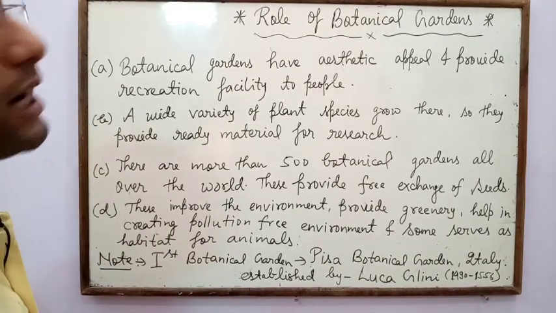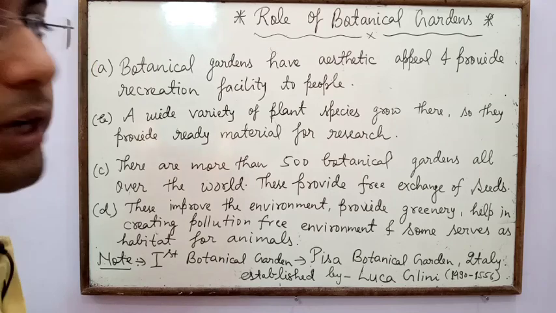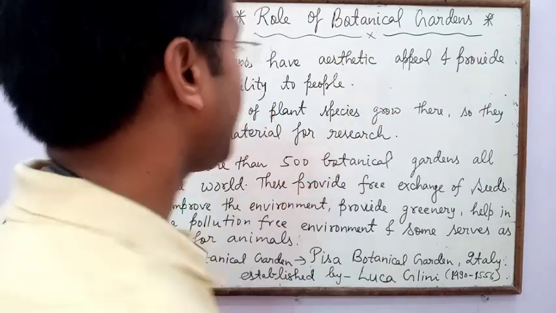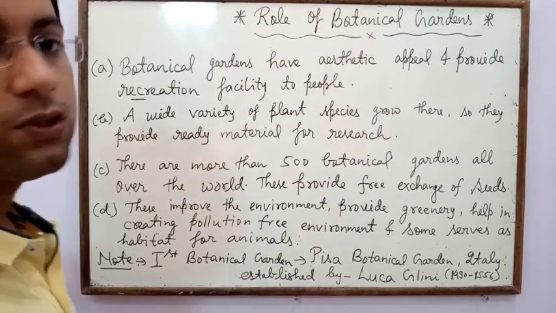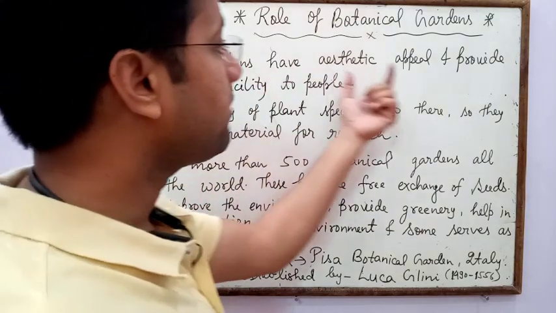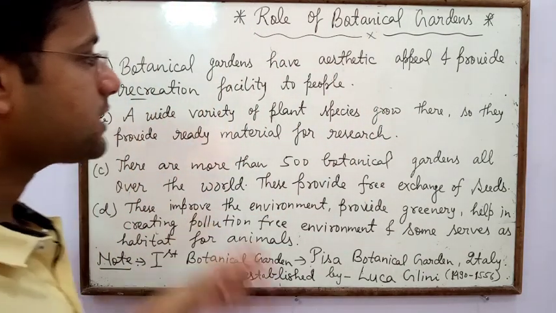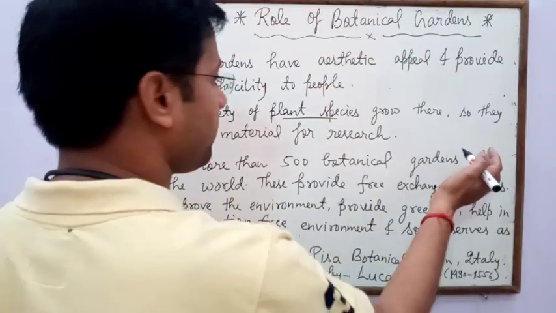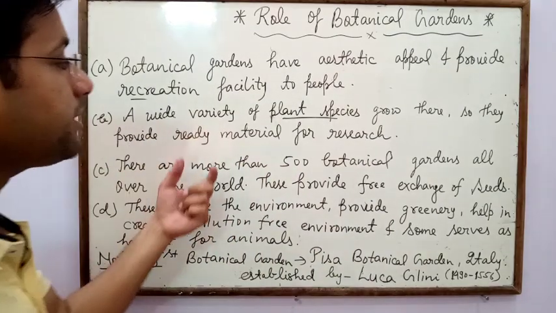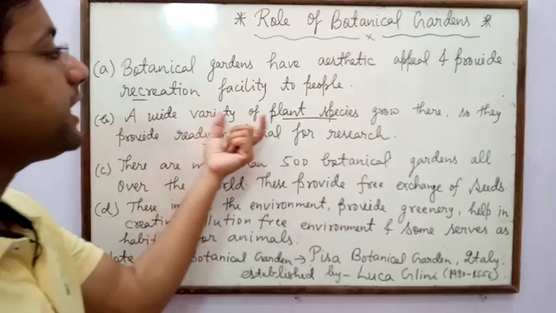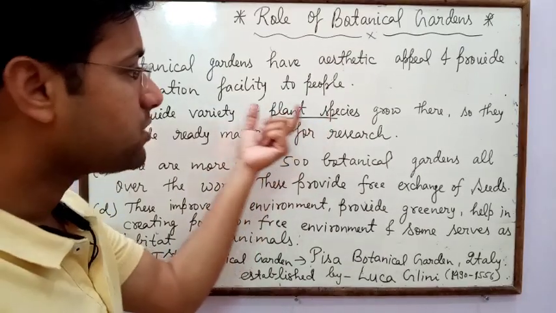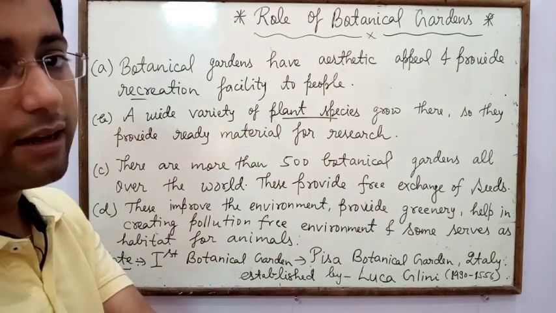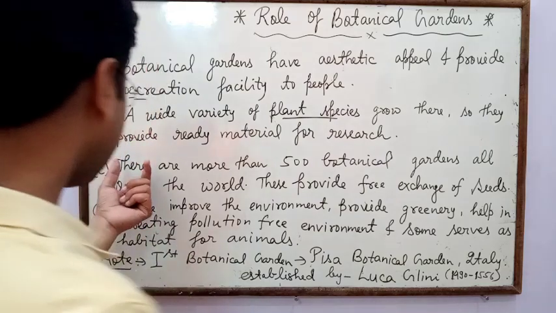Now next is the role of botanical gardens. What are the main important roles of botanical gardens? The first, botanical gardens have aesthetic appeal and provide recreation facility to people. A wide variety of plant species grow there, so they provide ready material for all types of research in universities and other research institutes.